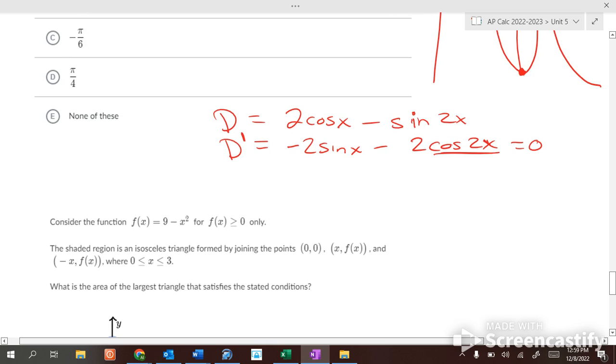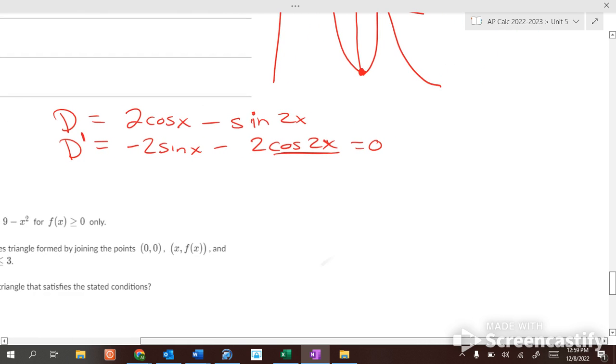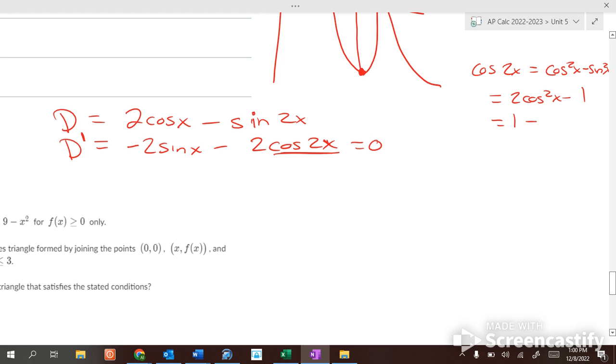What's the cosine of 2x equal to? Harken back to trig. There's three things that the cosine of 2x was equal to. The cosine of 2x was equal to cosine squared of x minus sine squared of x. It was equal to 2 cosine squared of x minus 1. And it was equal to 1 minus 2 sine squared of x. Remember that? Those are on your note cards.